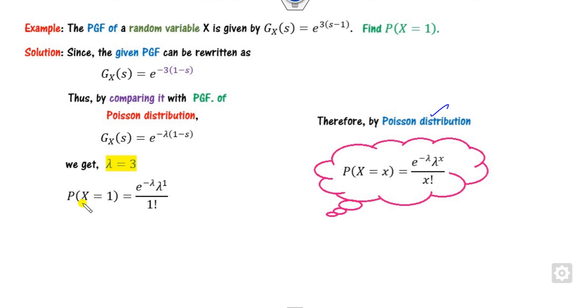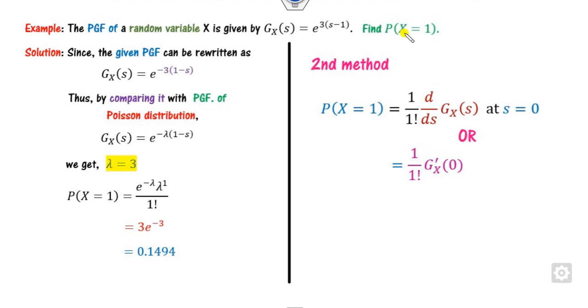Once you know that it's a Poisson distribution, now you can apply the Poisson PMF at x equal to 1. Substitute lambda is 3, and you will get the answer. So this is the first method you can apply. Remember that you have to remember the PGF of the respective distribution. On the other hand, you can compute P(X = 1), which is nothing but 1 factorial and this derivative.